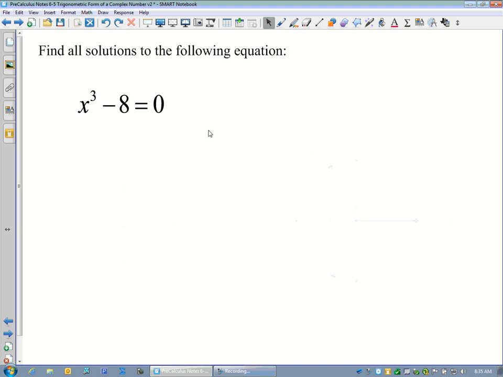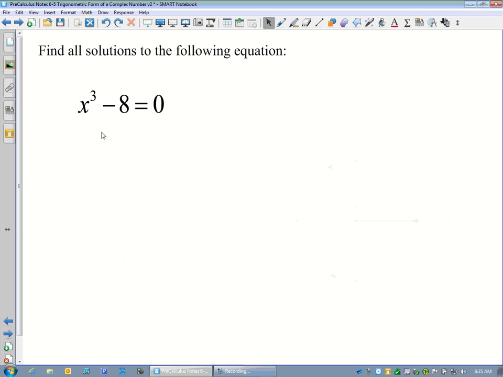I'm not showing this because this should be review. Set each factor equal to 0, so one of your solutions would be 2, and for the other, you would have a quadratic that doesn't factor over the integers, which means you could either use the quadratic formula or complete the square to find the other two solutions. So you can do this algebraically with the stuff you learned in Algebra 2.